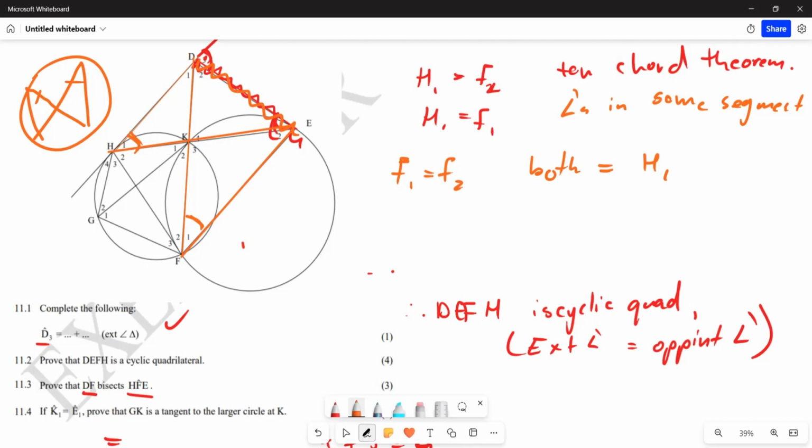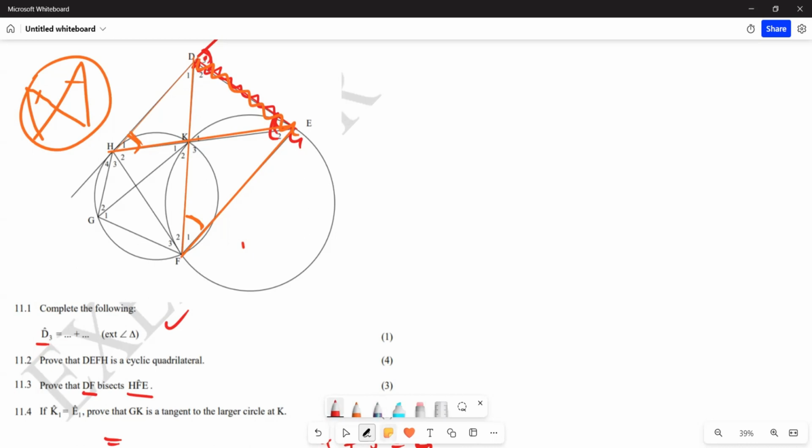And now what else are you going to be having here? So basically that is going to be the question that you are going to be having. In question 11.4, what are we required to prove here? They want us to prove that K1 is equal to E1. Are we together? Now they say if K1 is equal to E1, prove that GK is a tangent to the larger circle at K, right? Altogether.